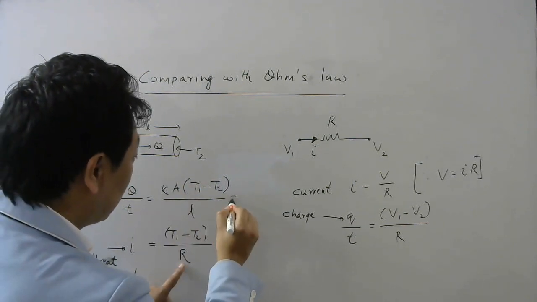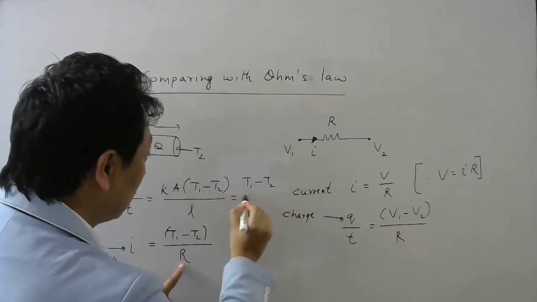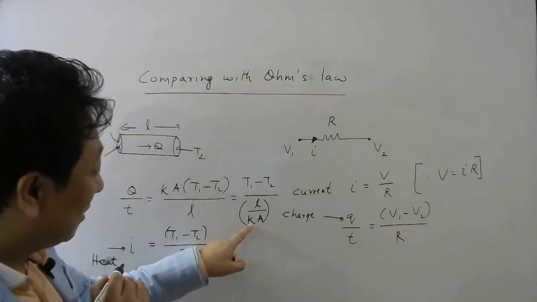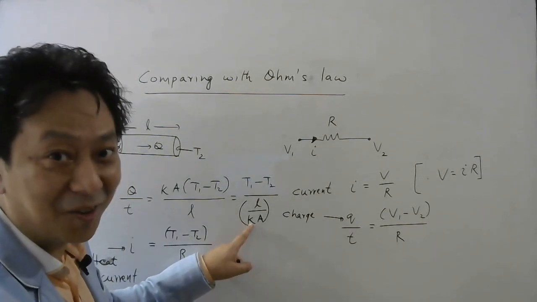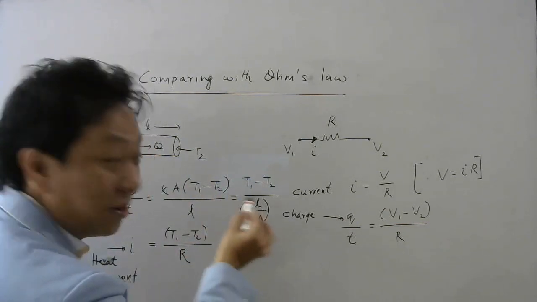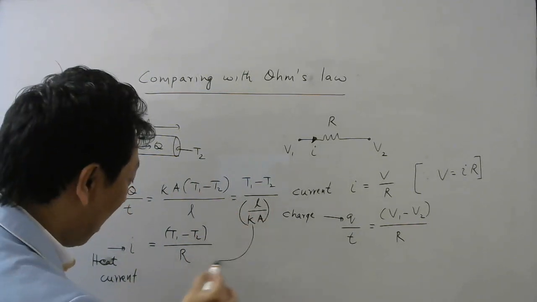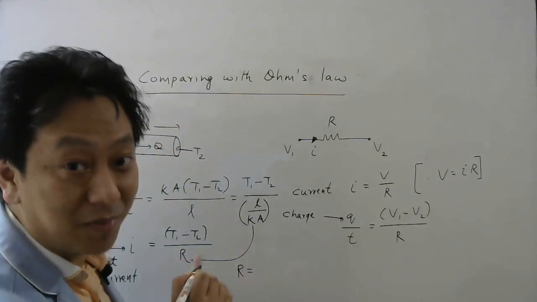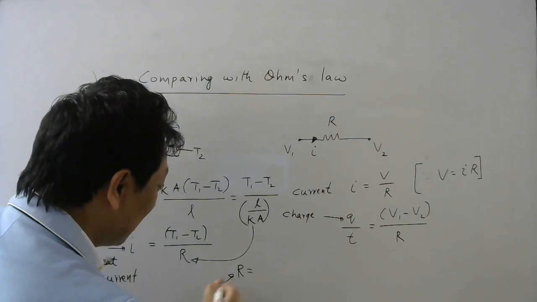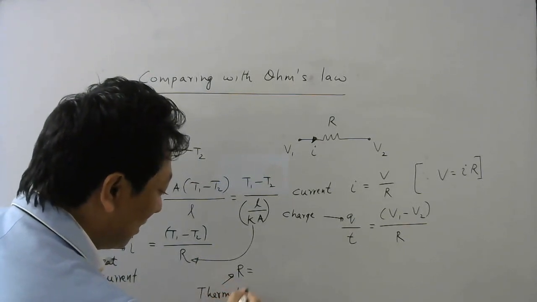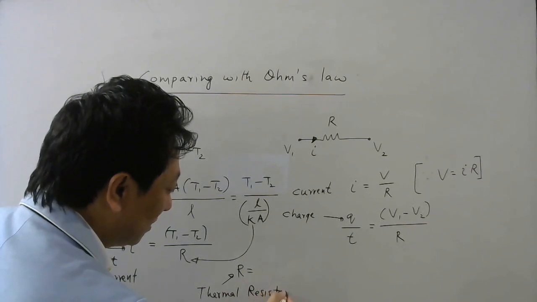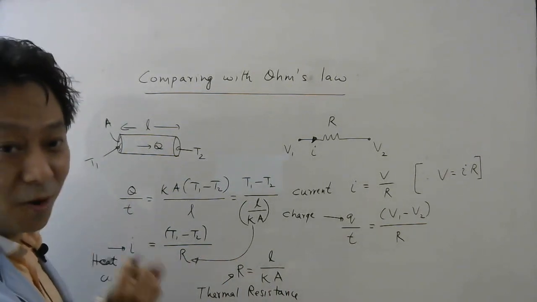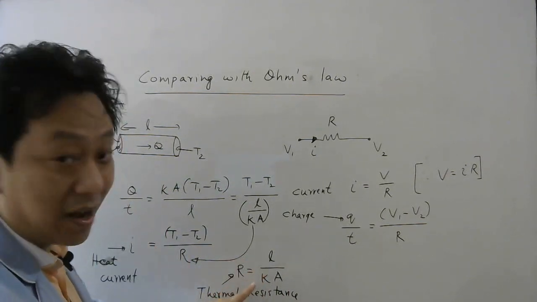Well, this formula can be written this way also, T1 minus T2 divided by L by Ka, isn't it? Already you know something in the denominator of denominator goes in the numerator. So this can be called as R, which is your resistance. However, to distinguish that resistance from this resistance, we will call this resistance thermal resistance. And what is the formula for thermal resistance? L by K times A. So please remember, the formula for thermal resistance is L divided by K times A.